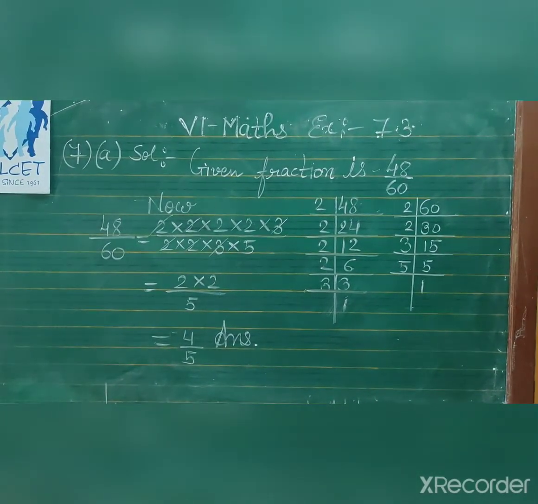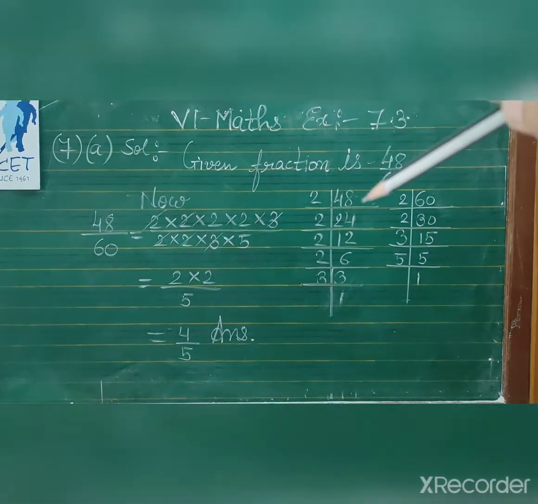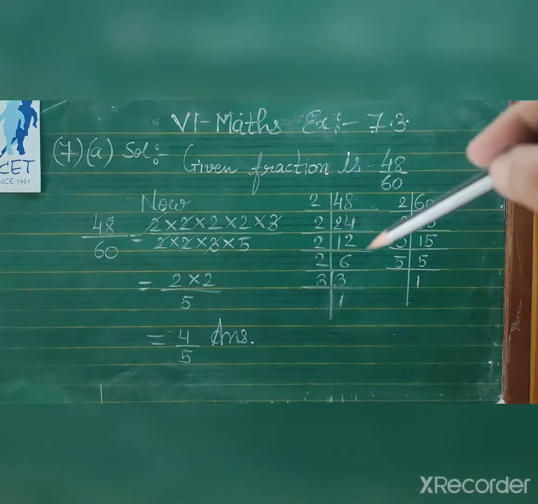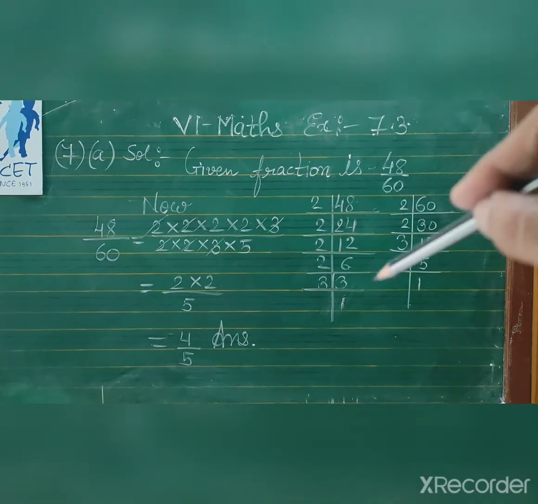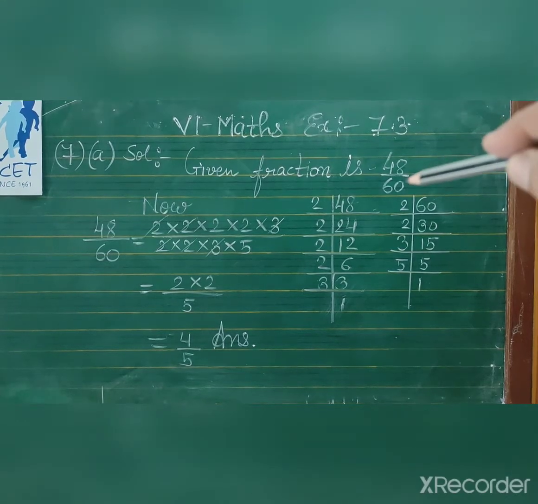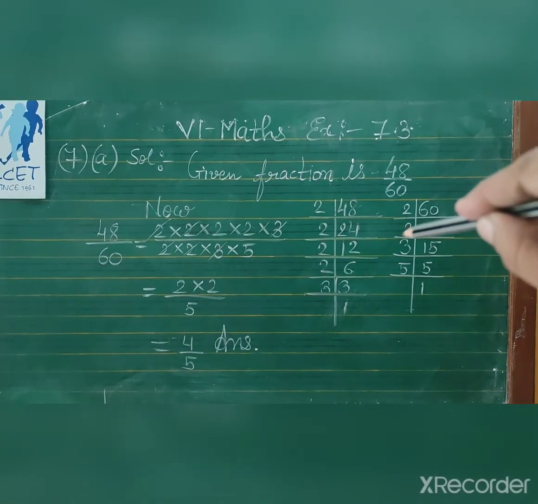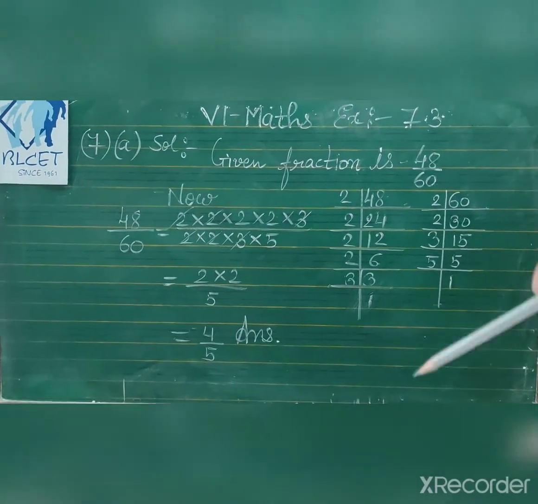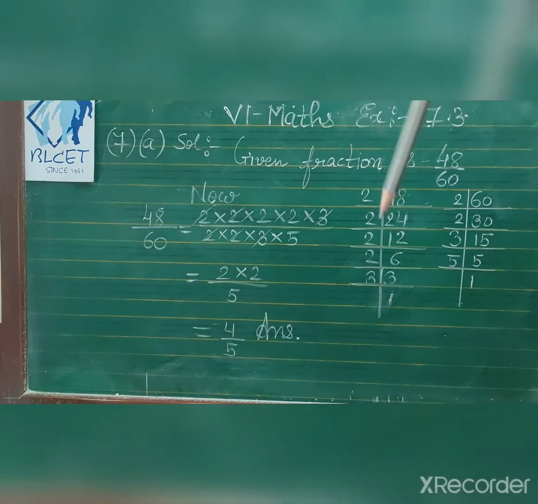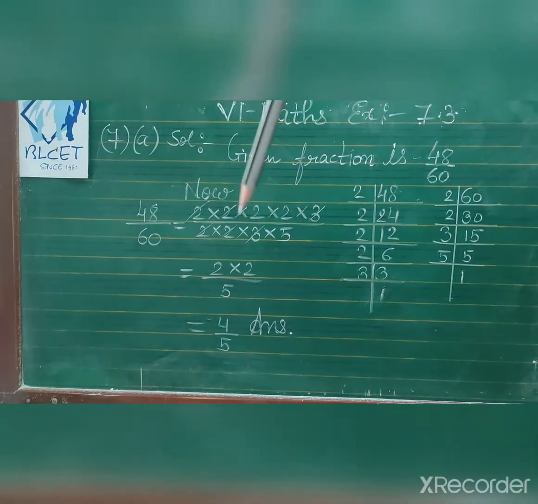So prime factorization of 48 and 60. 48 divided by 2 is 24, 24 divided by 2 is 12, 12 divided by 2 is 6, 6 divided by 2 is 3, 3 ones are 3. Now 60 divided by 2 is 30, then 30 divided by 2 is 15, 15 divided by 3 is 5, 5 ones are 5. You can see here, in place of 48 we will write 2 into 2 into 2 into 2 into 3. In place of 60 we will write 2 into 2 into 3 into 5.